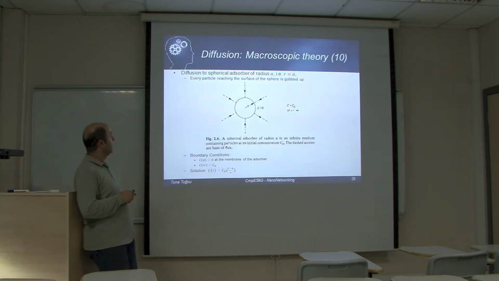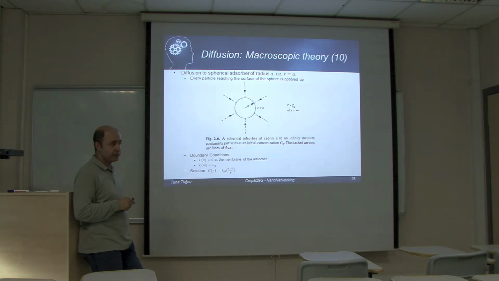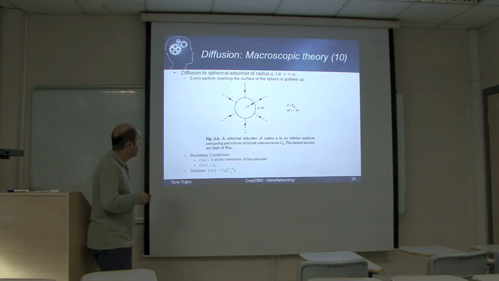So now let's look at diffusion to some spherical adsorber of radius a. That means r is equal to a. A spherical adsorber means the following. Consider a sphere. The surface of the sphere is able to absorb anything that touches. It has infinite capacity, independent of the number of molecules previously adsorbed. If a new one comes in, it will get that and it won't bounce back. Okay, that's what we call a spherical adsorber.